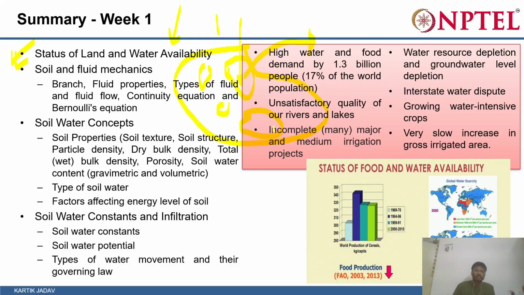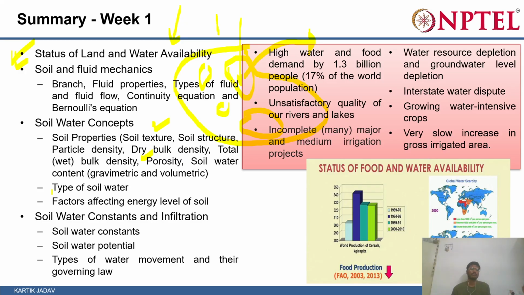So it's like soil texture, soil structure, particle density, dry bulk density, or wet bulk density. Then you have porosity. Among all these, the major factor is porosity. You can say soil texture also governs the water flow. And we also understood how we can calculate each one of them. Then what type of soil water you have, and what kind of factors affect the energy level of soil.